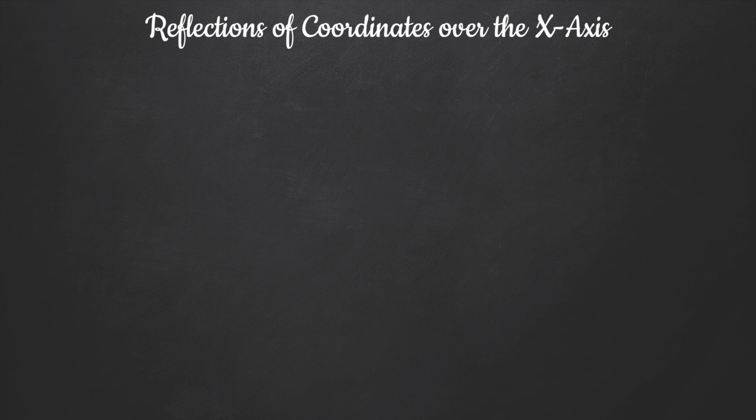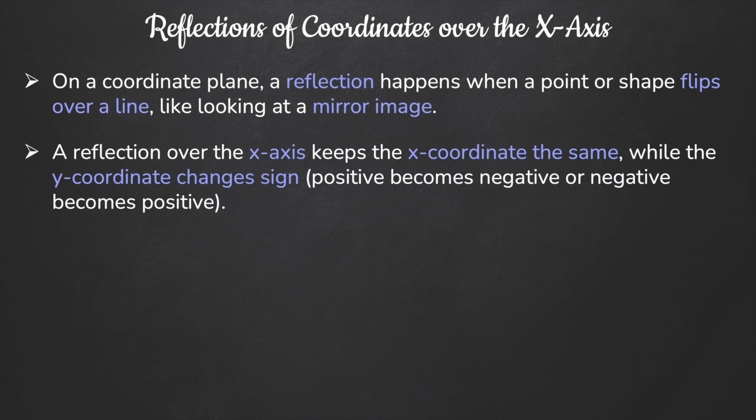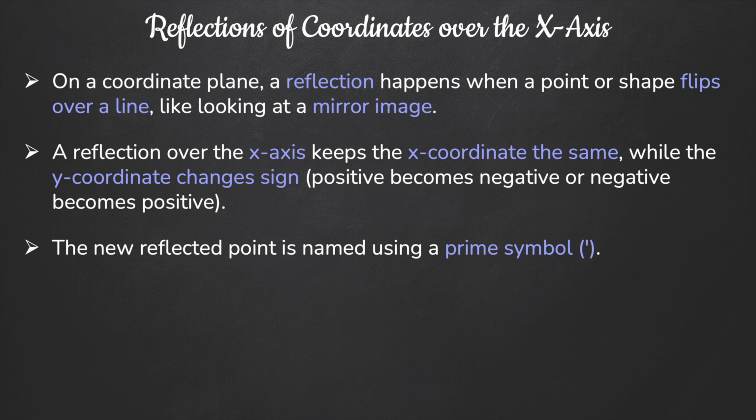So let's dive into reflections on a coordinate plane so we can make connections on how it relates to opposites and how understanding opposites could help us reflect over the x-axis. On a coordinate plane, a reflection happens when a point or shape flips over a line, like looking at a mirror image, the same but opposite. A reflection over the x-axis keeps the x-coordinate the same, while the y-coordinate changes sign, so positive becomes negative or negative becomes positive. The new reflected point is named using a prime symbol, so we're going to go over what that means very soon.